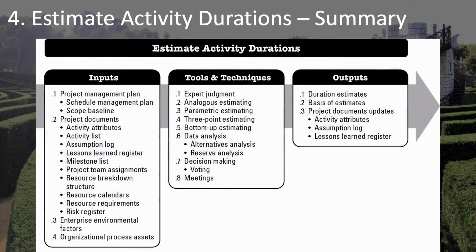Here are the lists. The main outputs are the duration estimates, and don't forget your basis of estimates, so that there's some documentation of exactly how you came up with these estimates. In other words, did you use parametric estimating? Did you use analogous estimating? 3-point estimating? Did you use a triangular versus a beta distribution? And which of these did you use on which activities and which work packages? Because it can be different for different work packages.